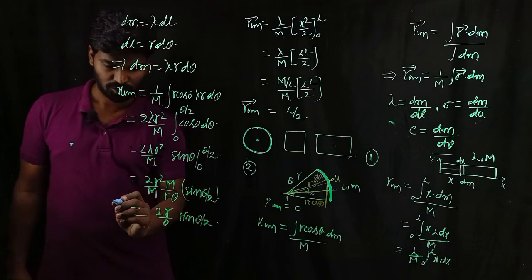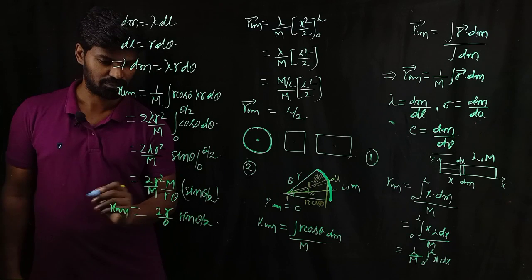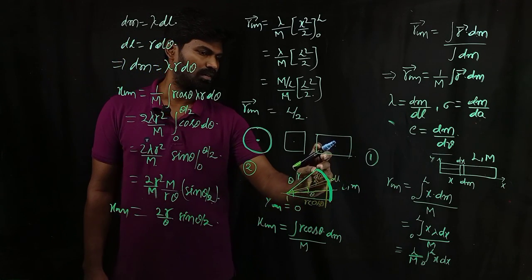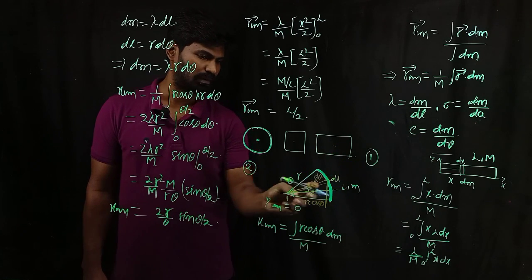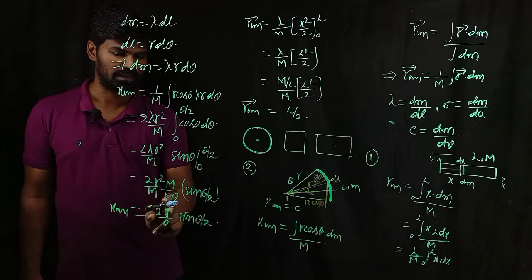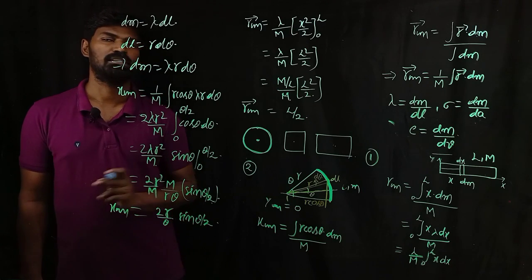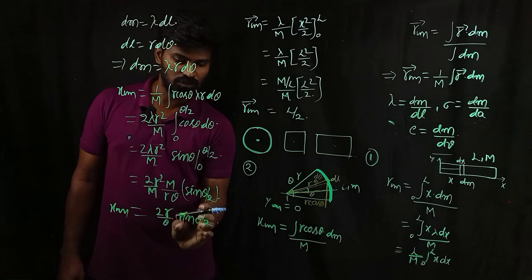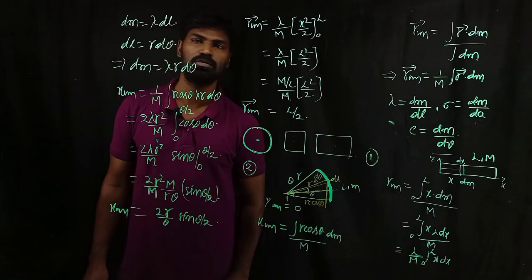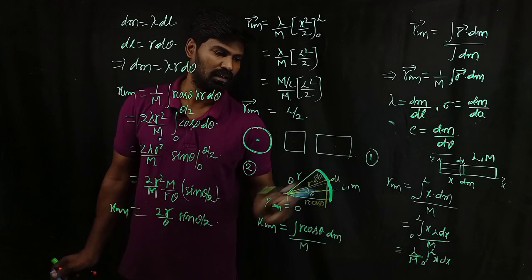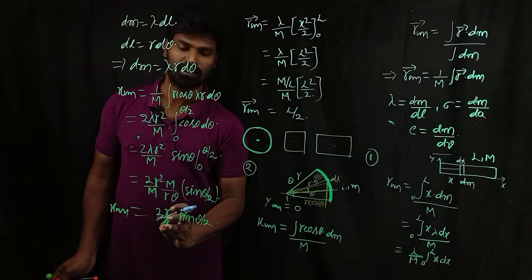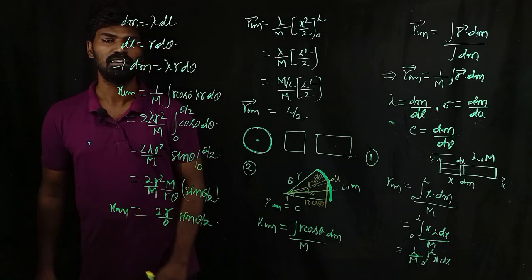Therefore, the x coordinate of center of mass, for this strip of length L which subtends angle theta at the center of the circle, is given by 2r divided by theta into sin theta by 2. Be careful while using this expression: theta should be substituted in radians. You should not substitute in degrees. If theta is given as 90 degrees, you should write it as pi divided by 2, not as 90.